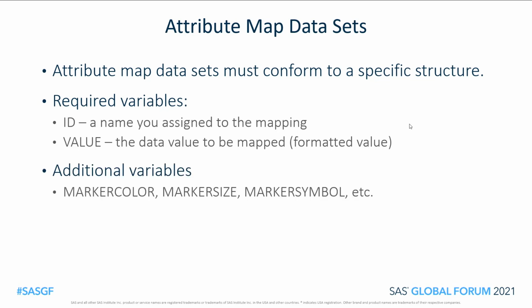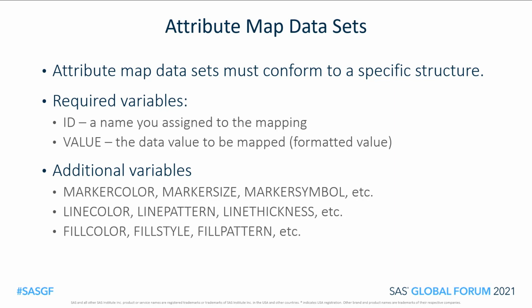There are a number of additional variables that you can include in the data set, and they are things that should be fairly intuitive in what they do. You can set a marker color, marker size, marker symbol, attributes about lines, the color, pattern and thickness, fill colors. For example, if you're doing bar charts, you might have bars and you can control how they get filled or what color they get filled with.